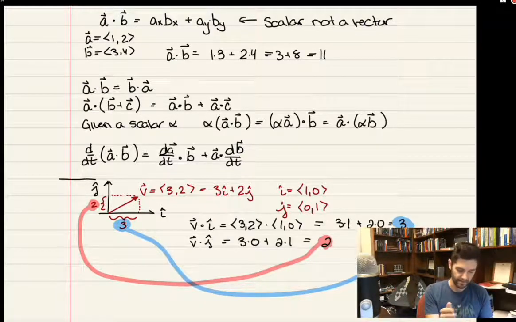Dotting v with i gave me the part of v that points in the i direction. Dotting v with j gave me the part of the vector that points in the y direction, or the j direction.